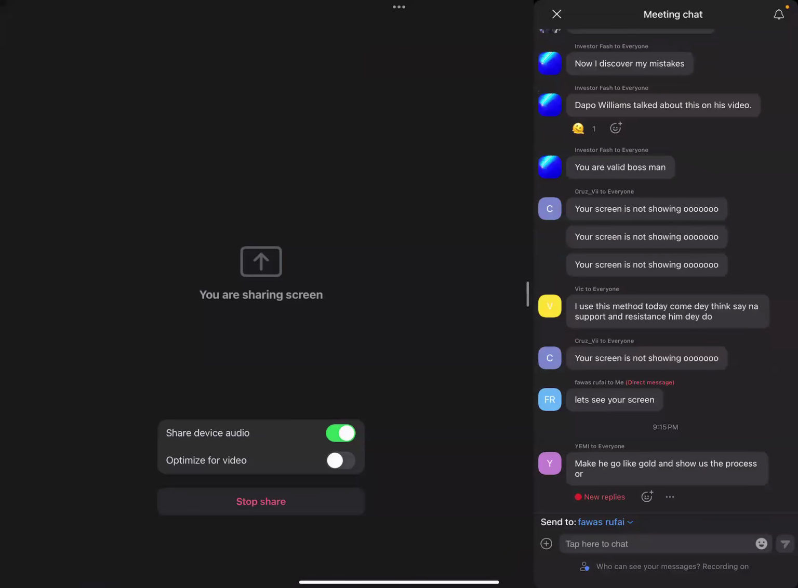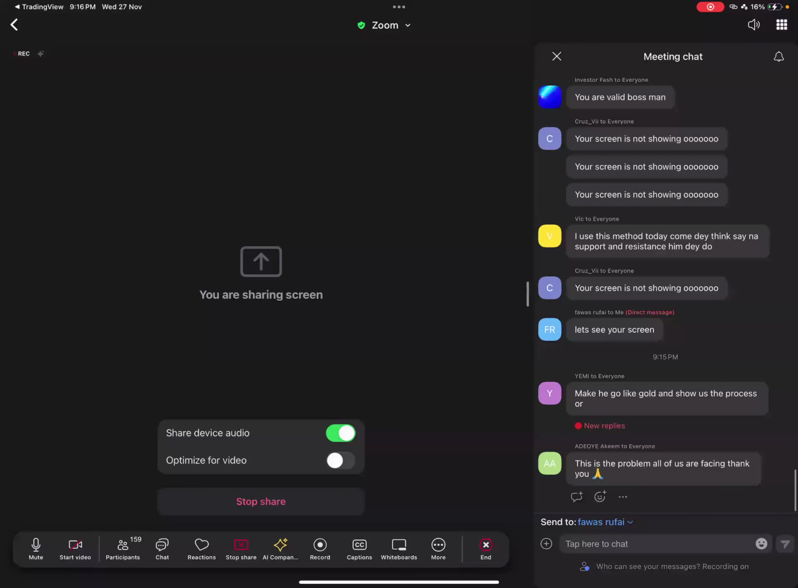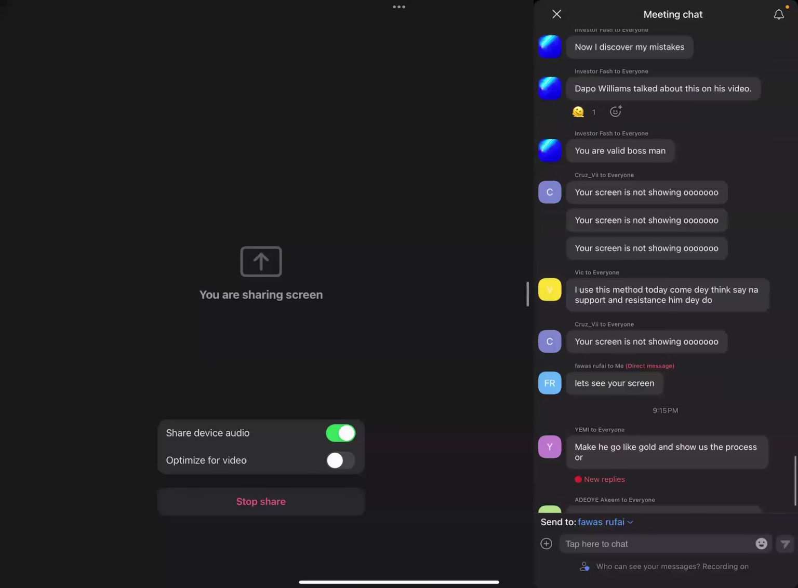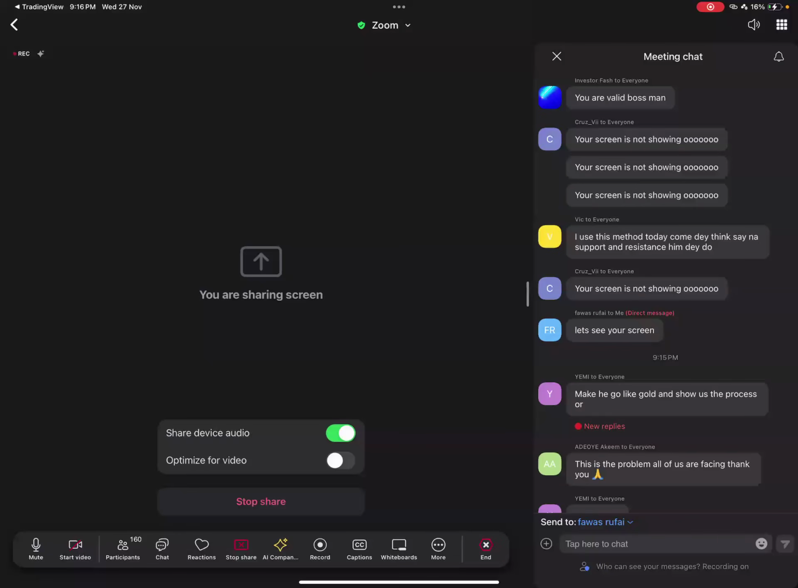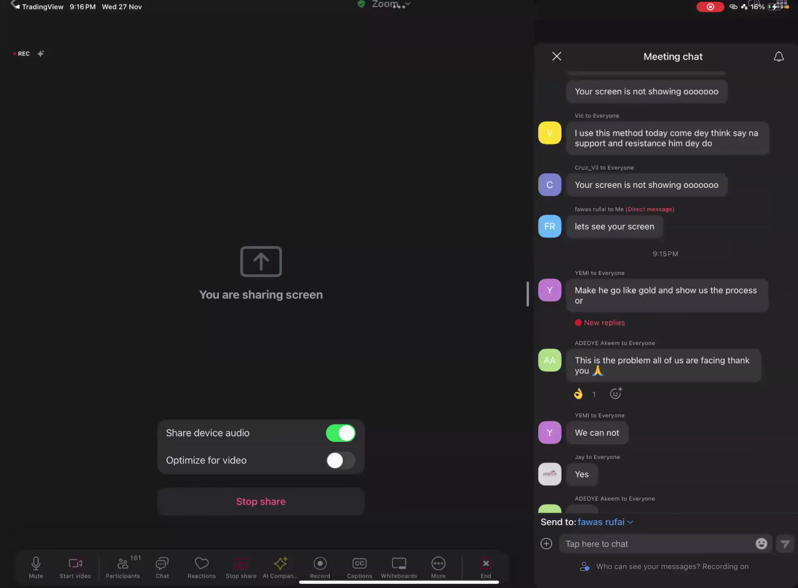Higher time frame. My screen is not showing. My screen is showing now. Can you guys see my screen? Can you guys see my screen? But it's saying I can. It's saying my screen is showing now. And my screen is showing now.